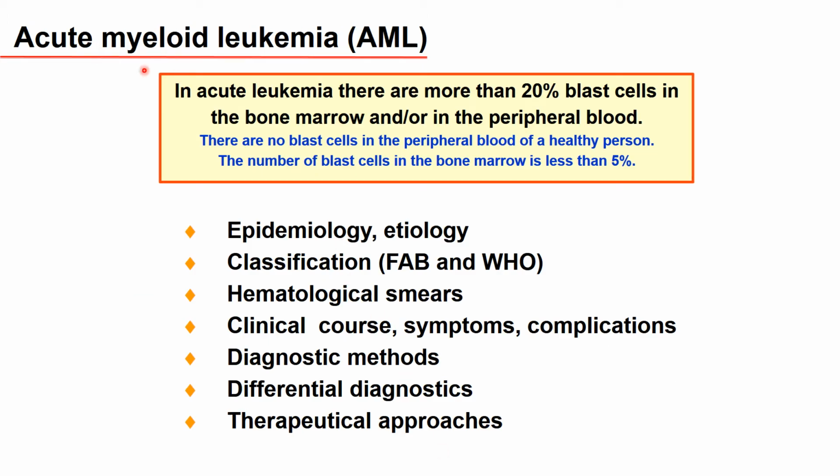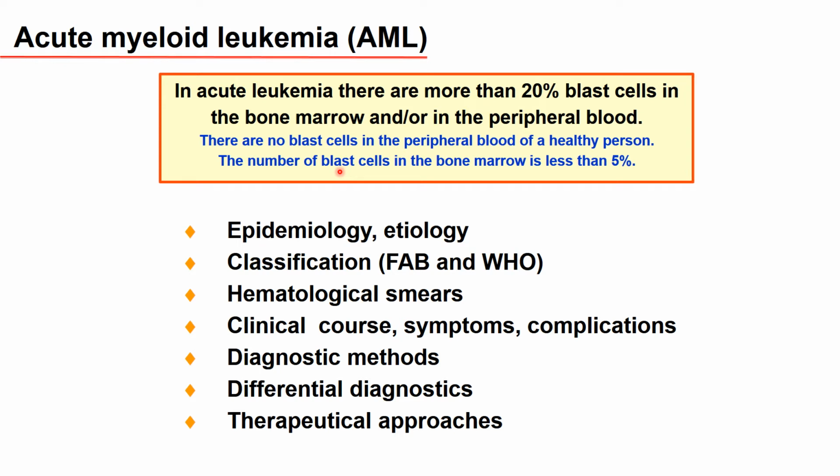Now let's talk about first the acute myeloid leukemia. What we call an acute leukemia is usually when we have more than 20% of blast cells in the bone marrow or in the peripheral blood. Normally in the periphery there are no blast cells at all. However, in the bone marrow we do have blast cells, but that's the least number of cells, the early ones, because they are going to proliferate.